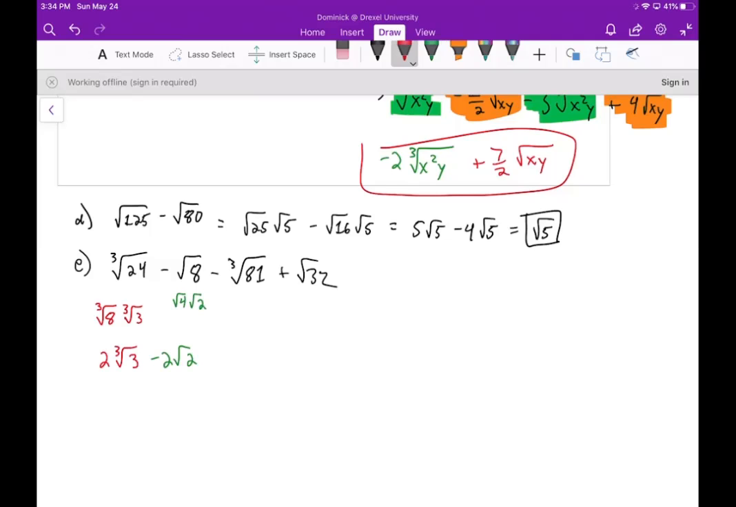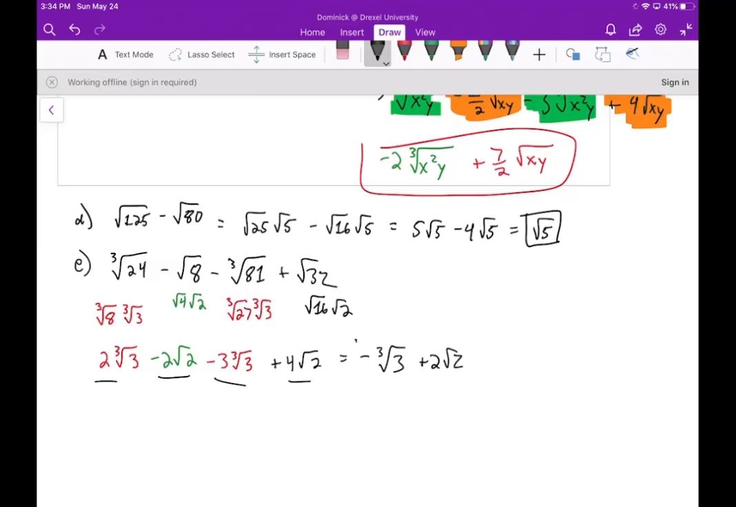For the cube root of 81, we could think of that as cube root of 27 times cube root of 3. So that is a 3 cube root of 3. And finally, for 32, we could think of that as a 16 and a 2. So we're going to get a plus 4 square root of 2. So when we combine all these, our cube roots give us a minus cube root of 3. And my square roots will give me a plus 2 square root of 2.